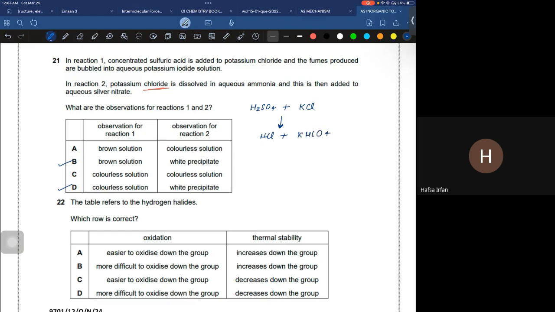Okay. HCl and KHSO4. And in reaction 1, the fumes produced are bubbled into aqueous potassium iodide solution. They are saying fumes produced. What is the fume?